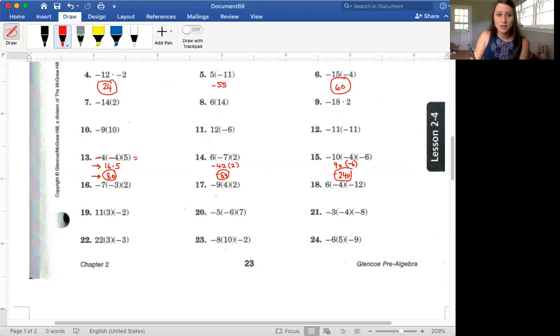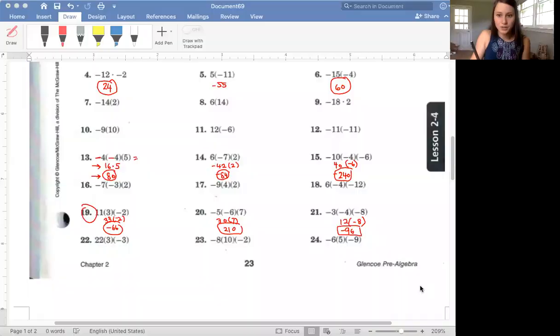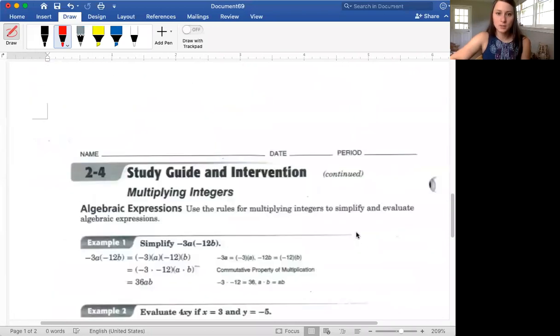Okay, I'm going to pause the video and I'm going to do 19 through 21. You can work those out as well, and you can check the answers in a second. Okay, let's take a look at how you did. So 19 is -66, 20 is 210, and 21 is -96. Let's take a look at the next page.